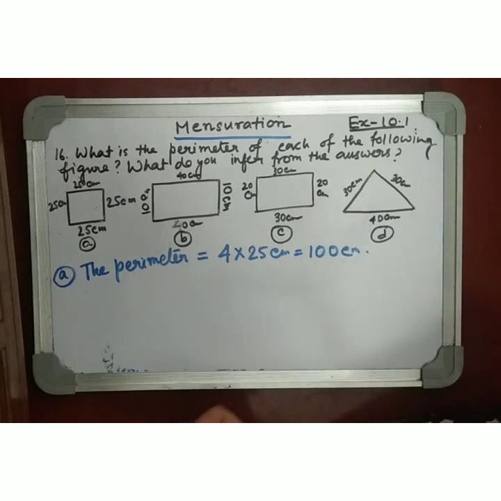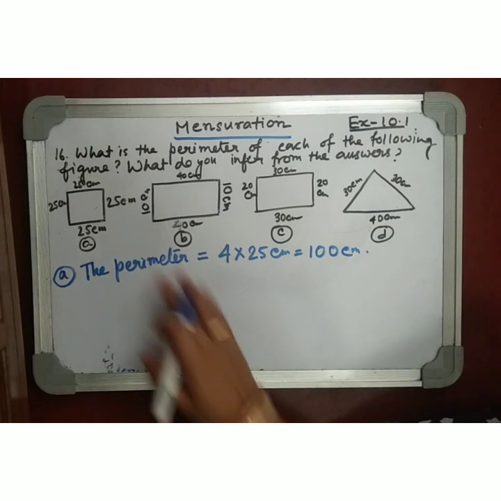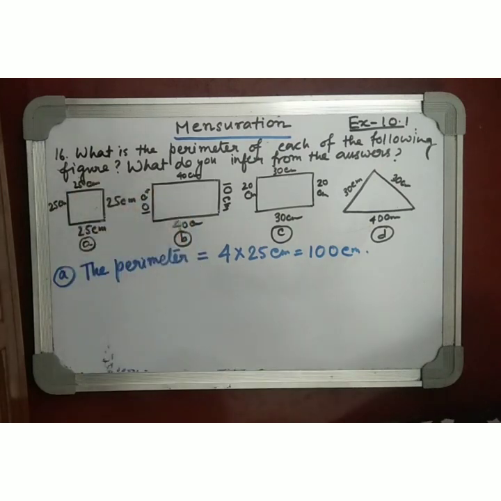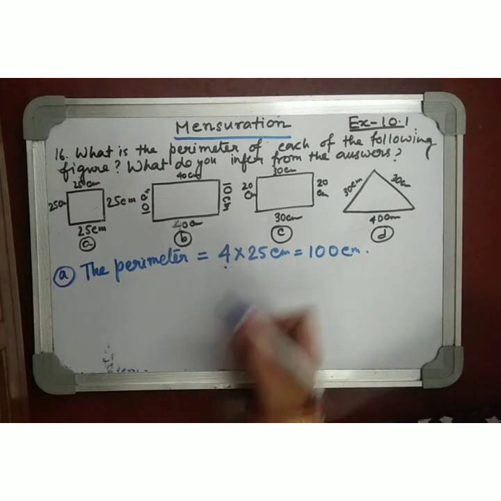Okay, as we all know, the perimeter of any given figure is the total length of the sides. Here you can see that 4 sides are given. 4 sides are equal in length and they are 25 centimeter each. It means it is a square. In case of square, the formula of perimeter is 4 into the length of one side. So I have found 4 into 25 centimeter, that is 100 centimeter.